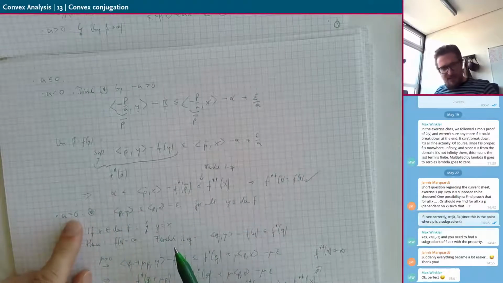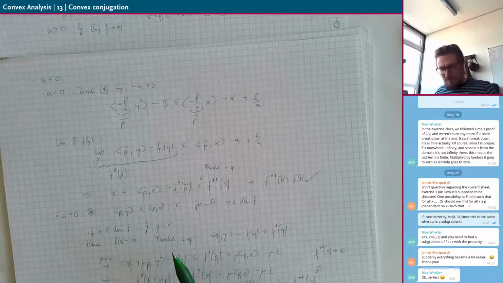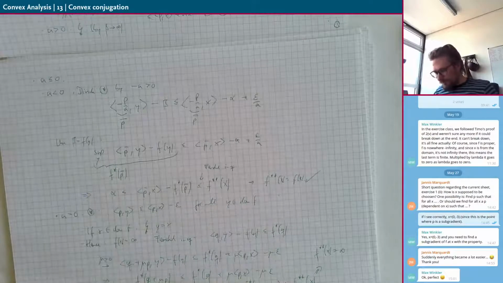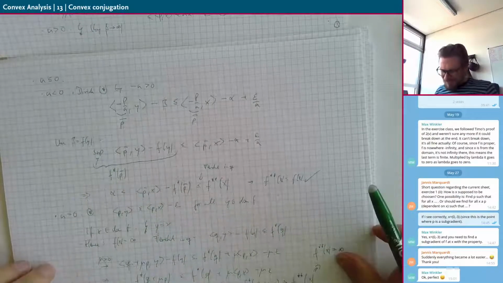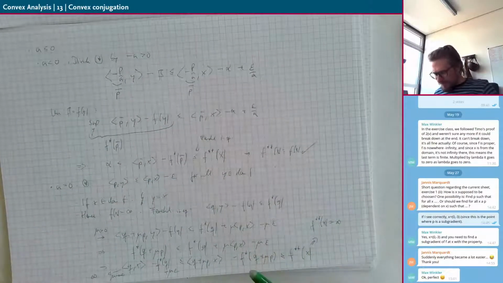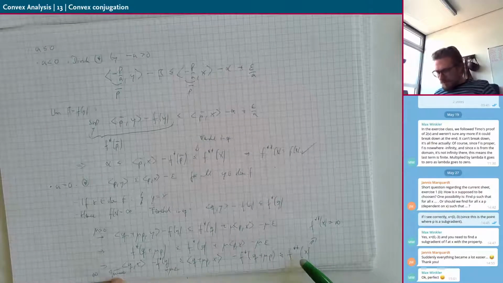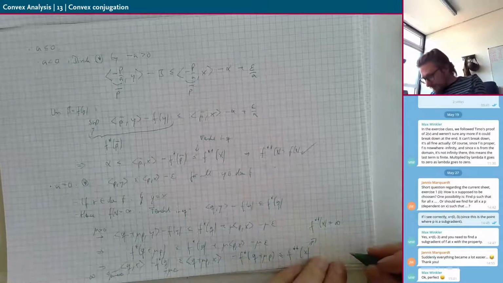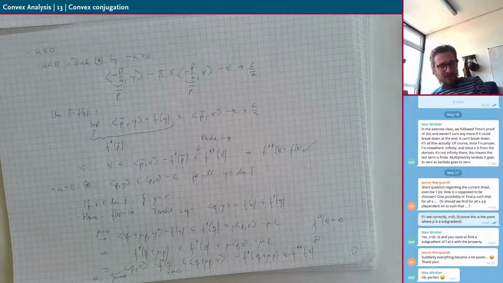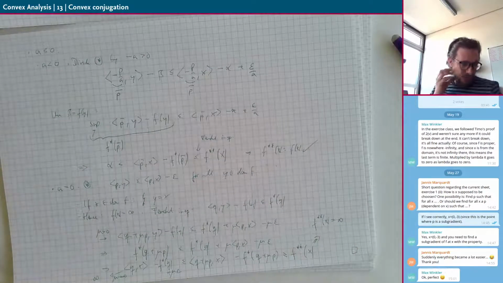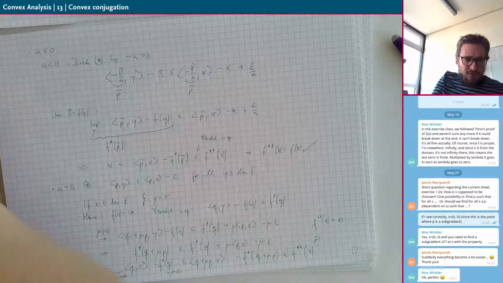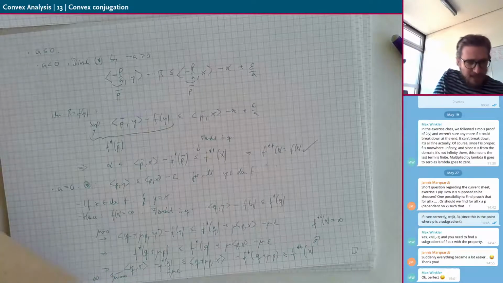And the case alpha equals 0 corresponds to vertical hyperplanes. And then by some formal manipulations, we will see that f star also has to be plus infinity right here. Okay, so that was the proof of Fenchel-Moreau, and that was everything I wanted to say about convex conjugation for today.